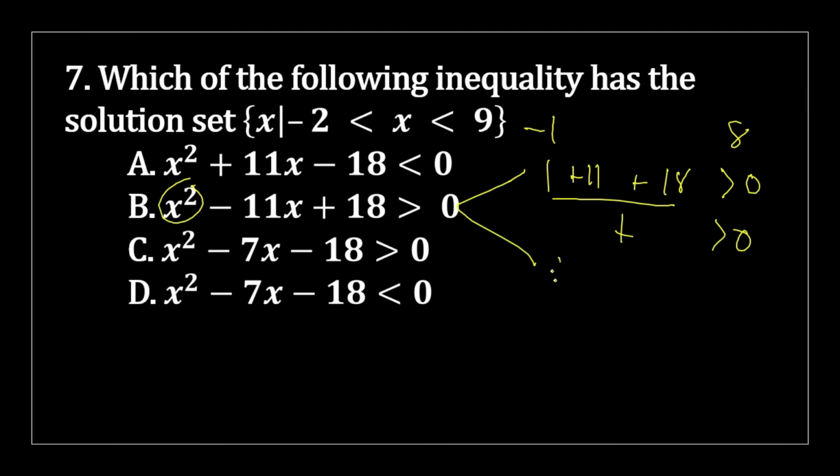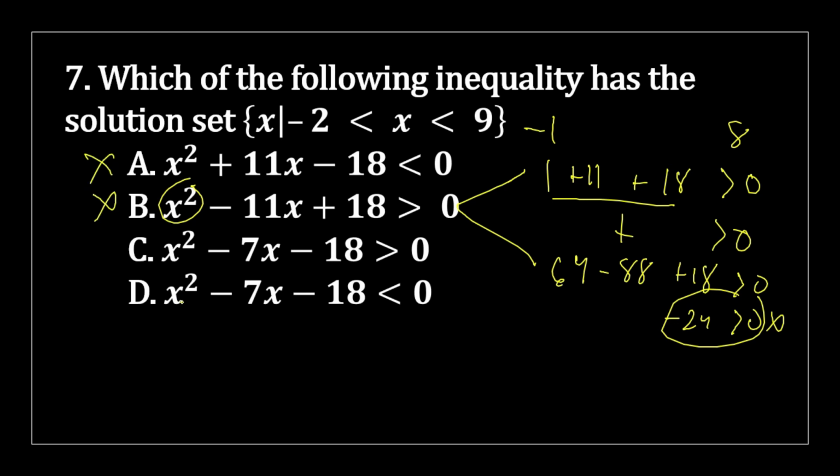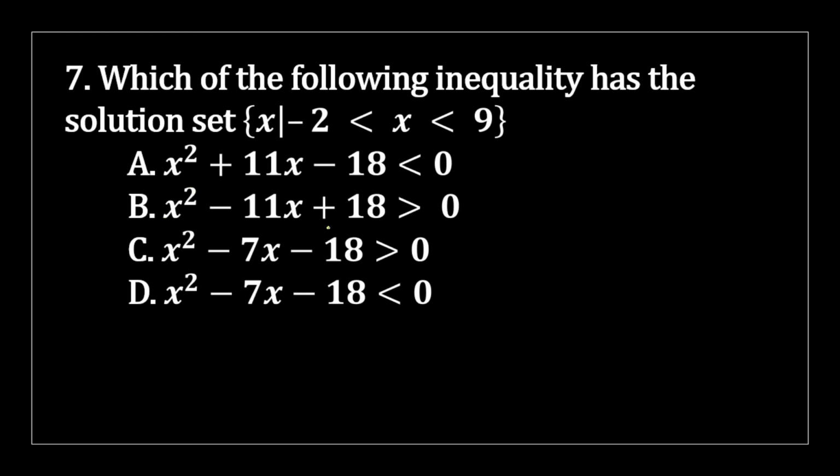8 squared is 64. 64 minus 88 plus 18 is greater than 0. So if we're going to compute it, the answer is negative 24 greater than 0. So this is not correct. So letter B as well is not correct. A and B are not correct.